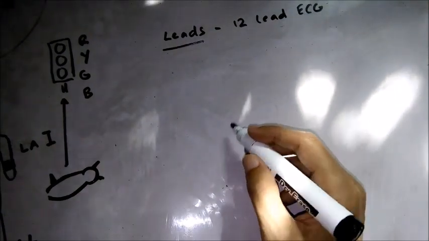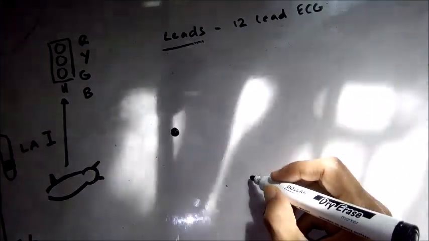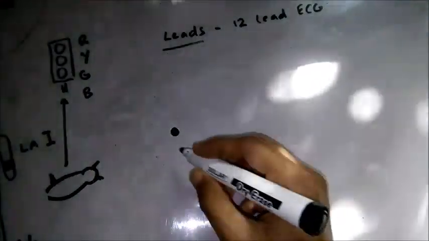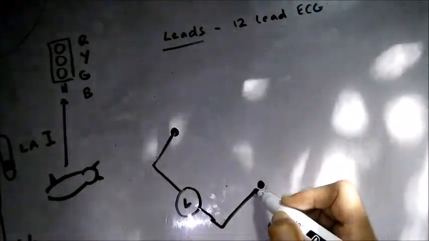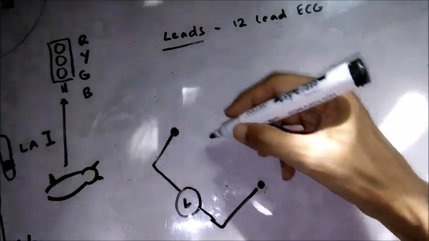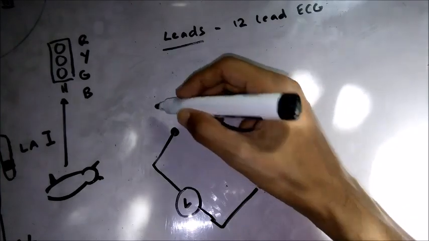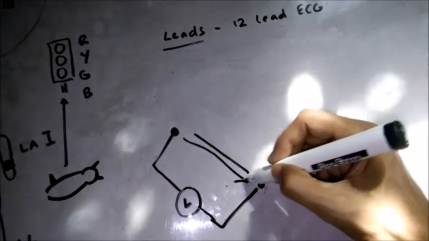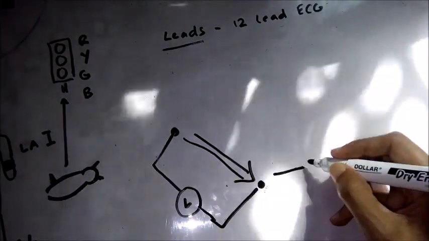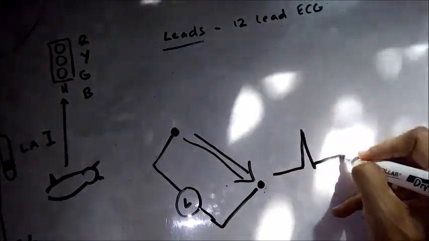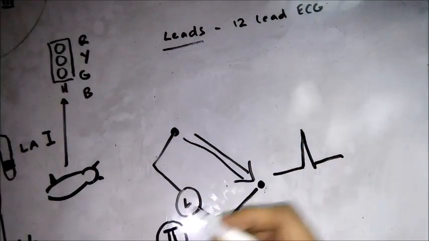So for example, if you consider lead 2, we have one pole which is on the right arm, and then there is another pole which is on the left leg, and we have a voltmeter, and in this if there's an electrical impulse which is going towards this direction, what will actually happen is that it is going towards this electrode and it is going away from this electrode. So lead 2 will actually show a positive deflection, right? This is what is basically happening with lead 2, right?